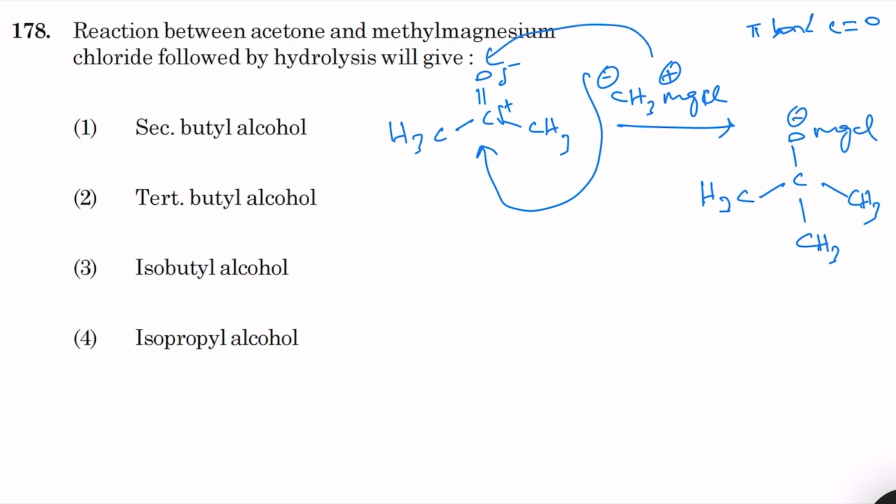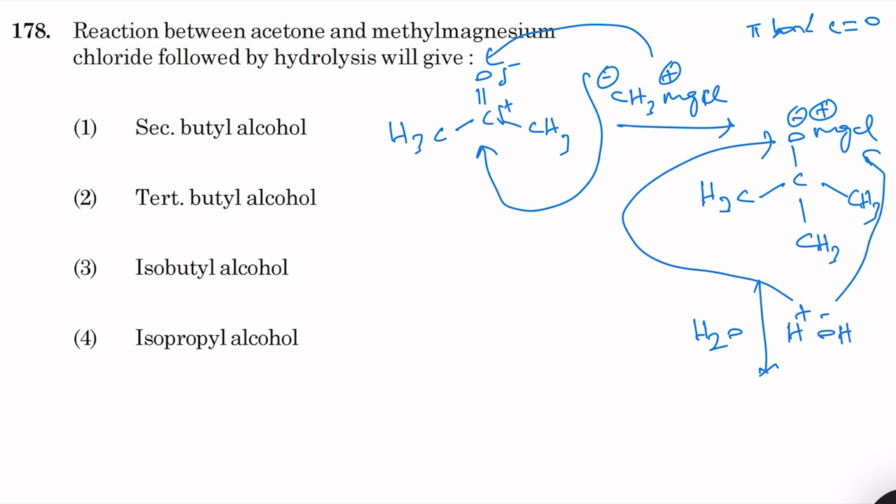Then in the next step, hydrolysis, protonation happens. The proton gets added to the oxygen and the OH minus gets added to the MgCl. That is what happens in the next step. So you get MgOHCl plus an alcohol.